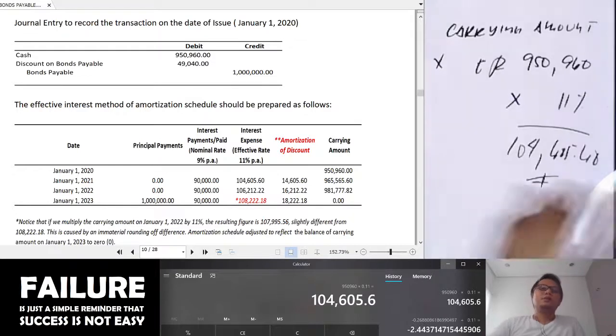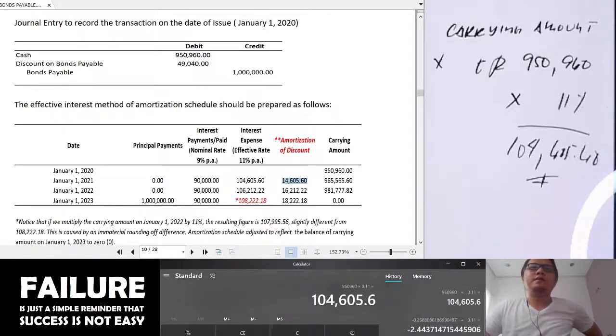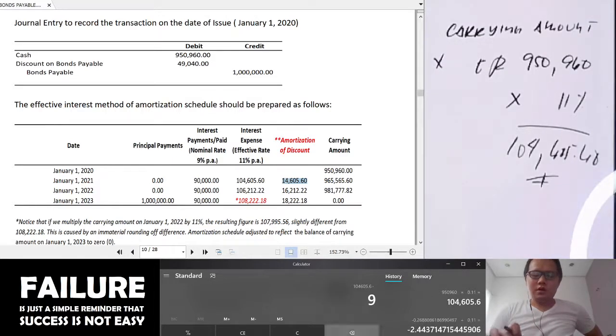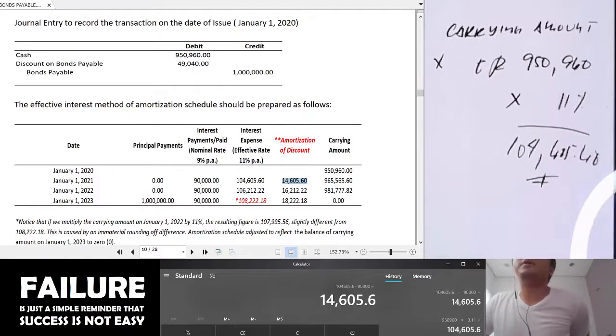So 104,605.60. So the discount amortization, okay, the discount amortization is the difference between the two. So that is 14,605.6. Yeah? So 104,605.6 minus 90,000. So that is 14,605.6.